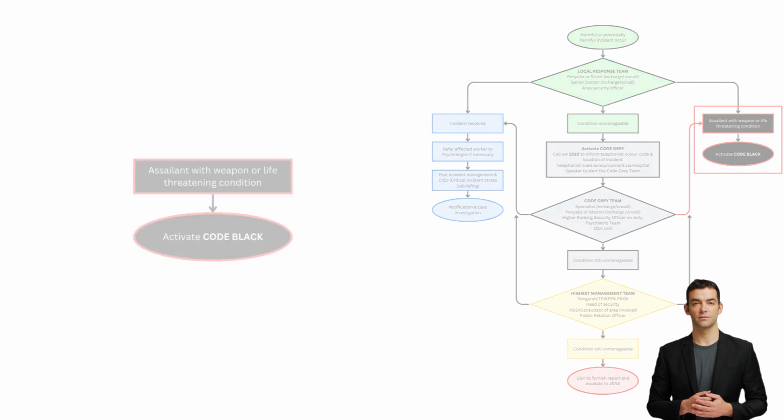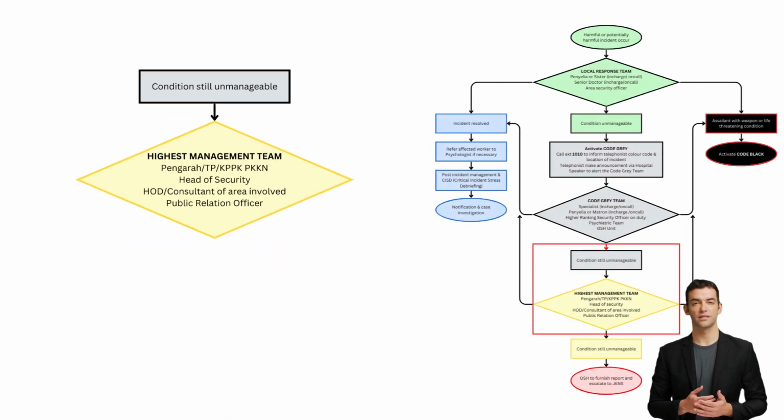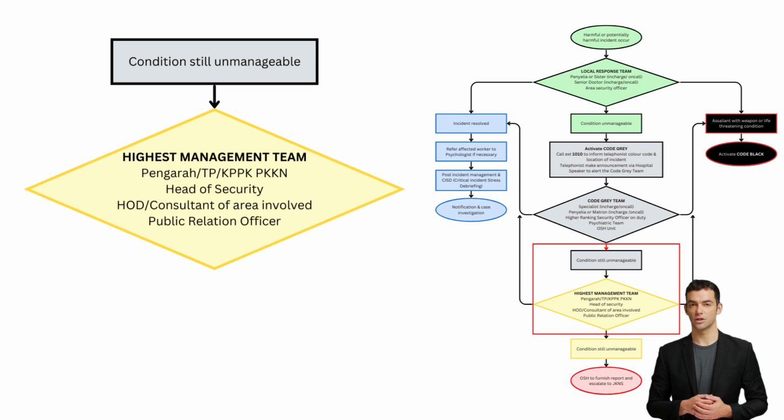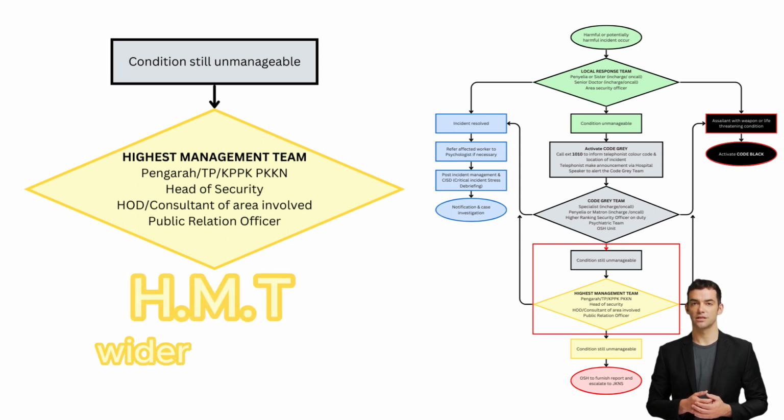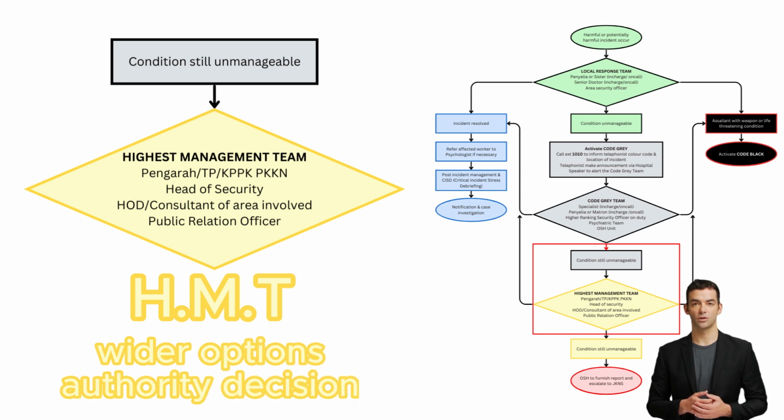The highest management team consists of the hospital director, deputy hospital director, head matron, head of Penelia, head of department or consultants of the area involved, head of security officer, and the public relations officer. When the highest management team takes charge, the availability of options to negotiate with the assailant will be wider, and may involve decisions that are only available through the authority of the hospital director. They work alongside the code gray team to bring the situation under control.